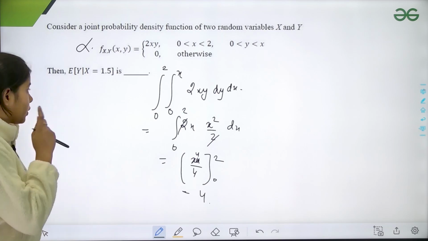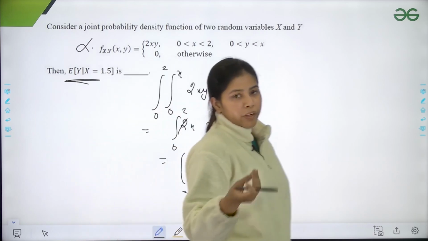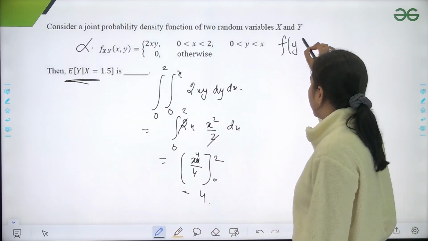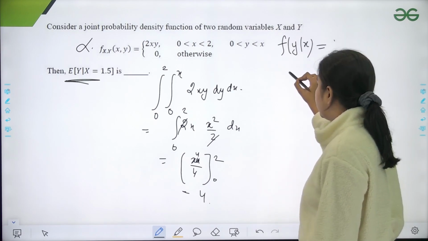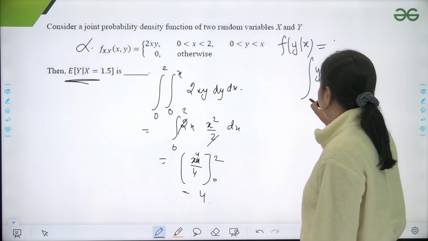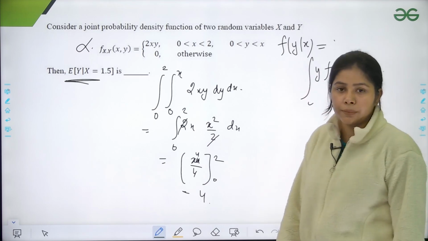This was the incorrect question given, and they asked me for the expectation of y given x equal to 1.5. If I have to find this expectation, what would I do? I'll first find f of y given x. Then I have to multiply y into f of y given x and integrate over y. That would give me my expected value.